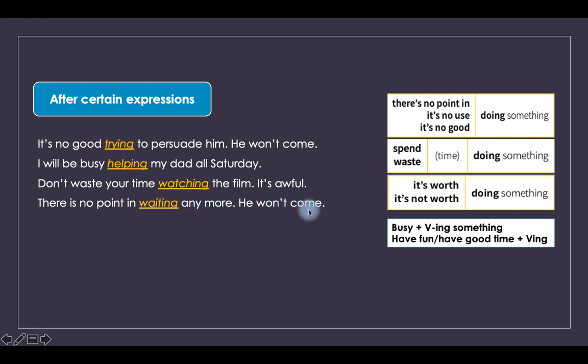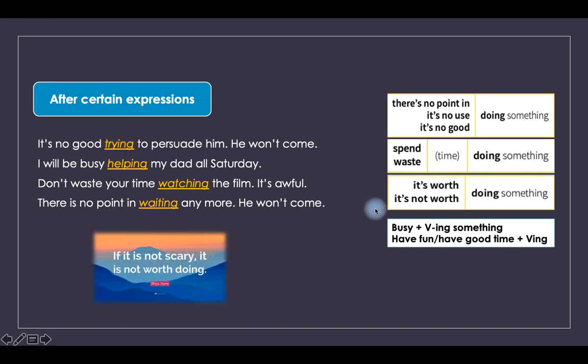He won't come. So all these expressions are used with the gerund form of the verb, not with the infinitive form. So you should just remember these expressions and how to use them. If it's not scary, it is not worth doing. That's a quotation, which can help you to remember the expression not worth doing something.